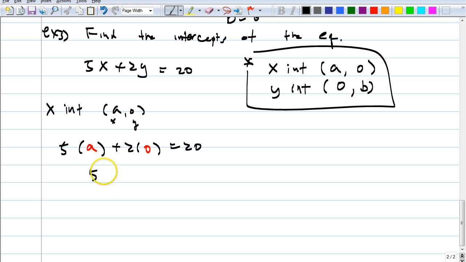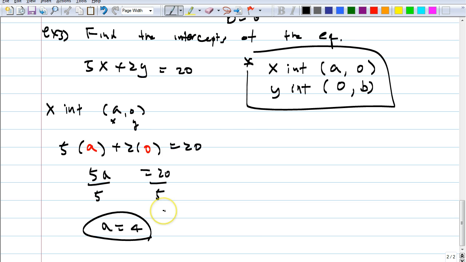So you get 5a, and I'm going to write equals 20, because 0 plus 5a is 5a. Divide both sides by 5, and A is equal to 10. We found it. Oh, 4. Whoops, where did I get 10 from? Oh, I was testing you. Okay, so there you go. A equals 4. Is that my x-intercept? Well, let's do it this way. Now the y-intercept. See, I got my x-intercept on the left, y-intercept on the right, 0 comma B.